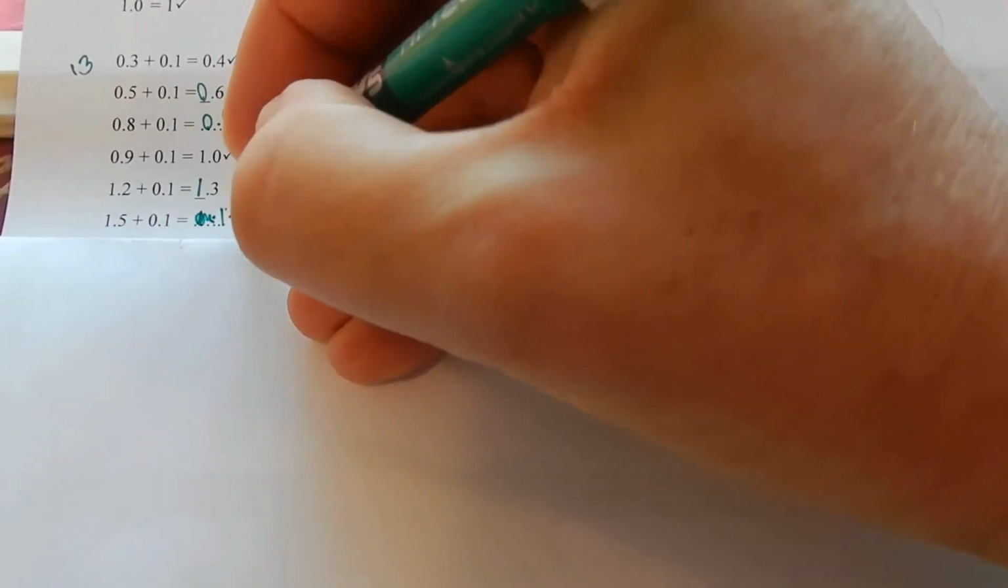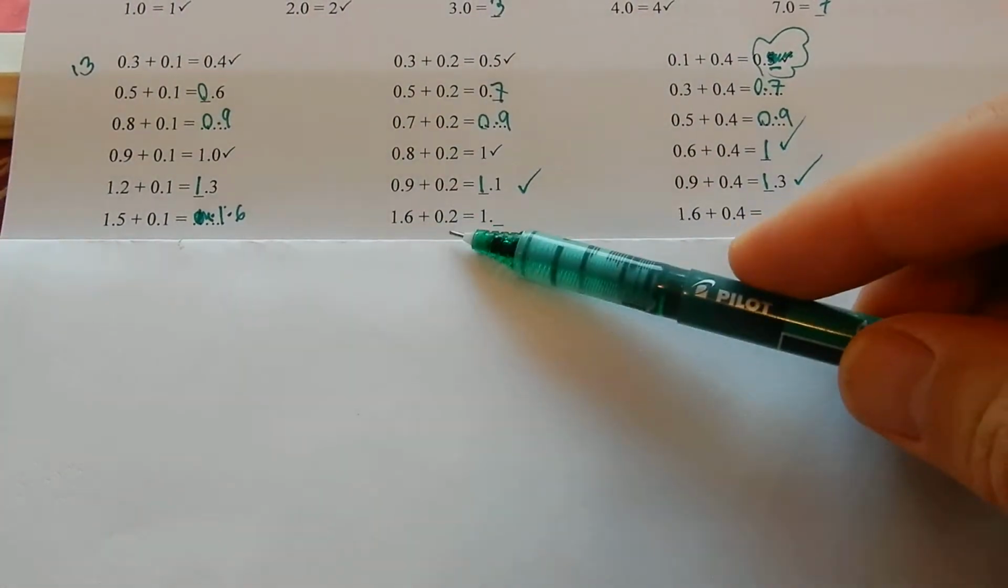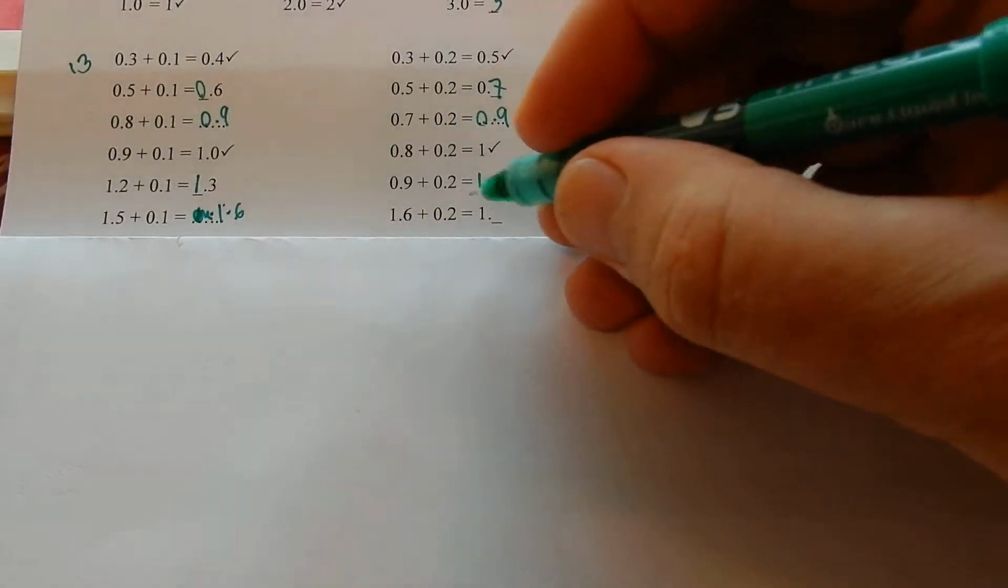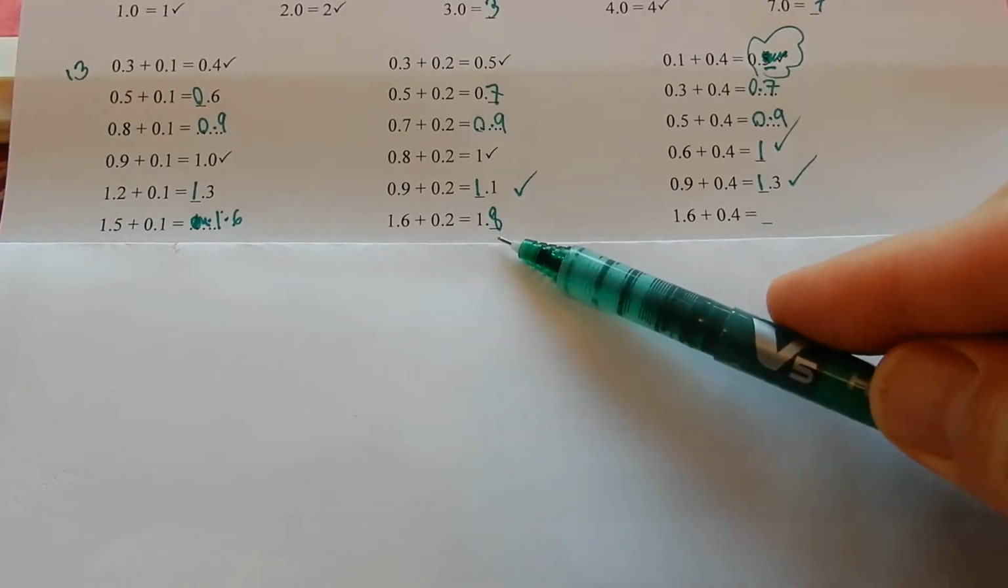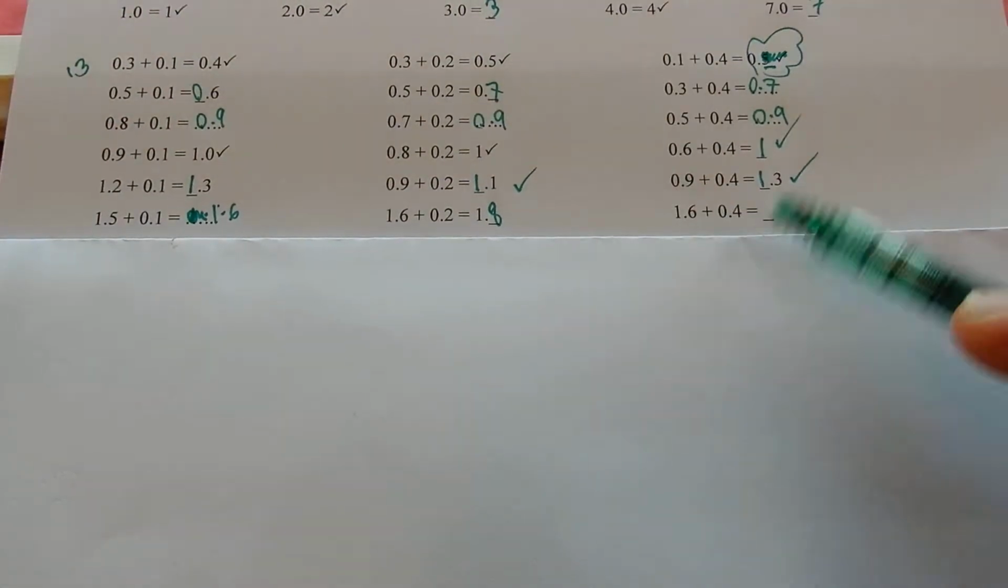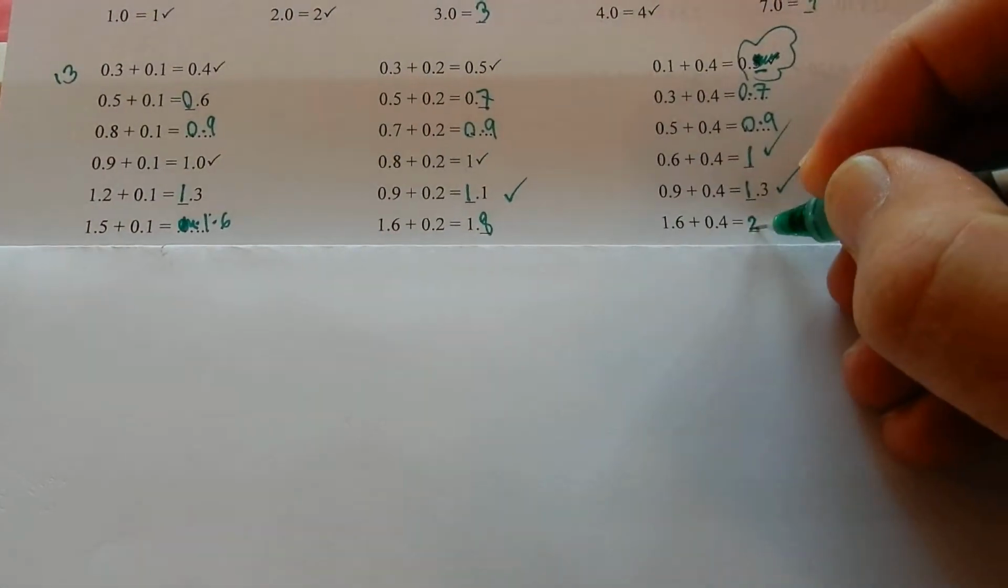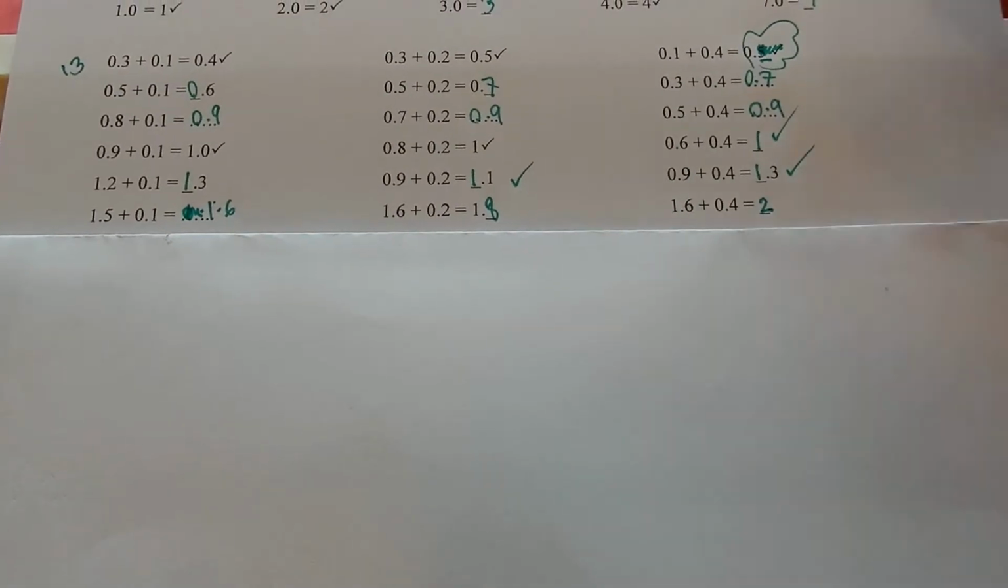1.5 plus 0.1, a bit more than 1.5, 1.6. 1.6 plus 0.2, a little bit more than 1.6, 1.8. 16 plus 2 is 18. 16 plus 4 is 20, which is 2.0.